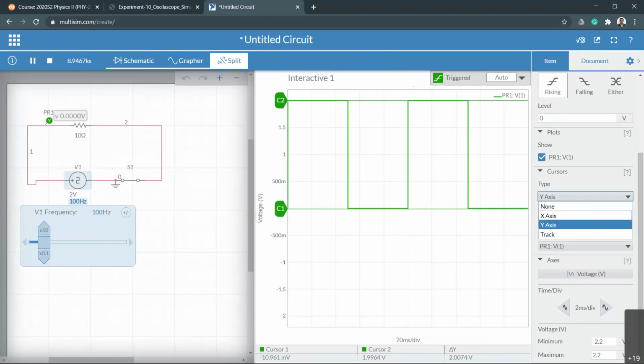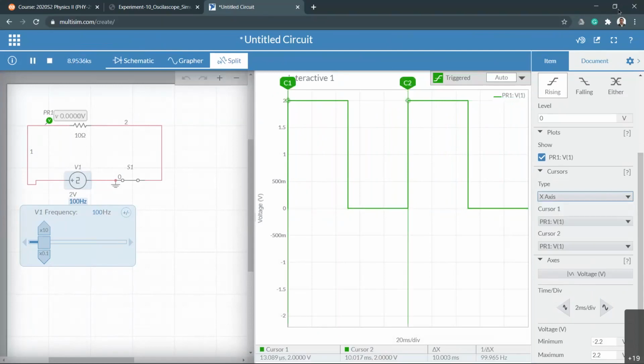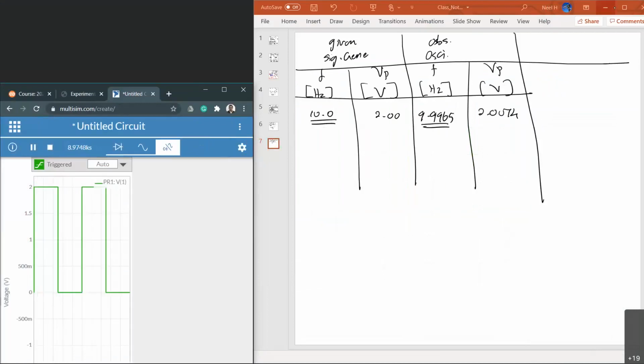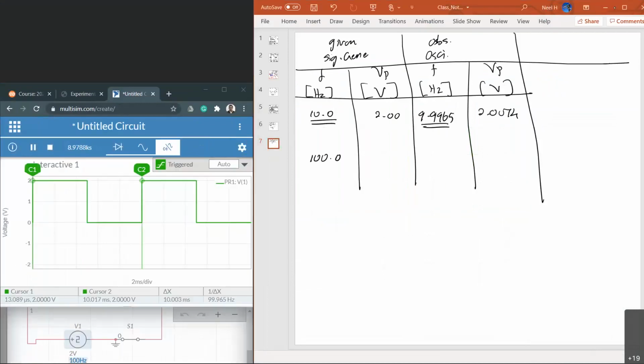And the x-axis cursors will tell you 1 over delta x, that is 99.965 hertz, but we're expecting 100. That's okay. That's our margin of error. So we have 100.0, 2.00, and we're expecting 100, but we're getting 99.965.